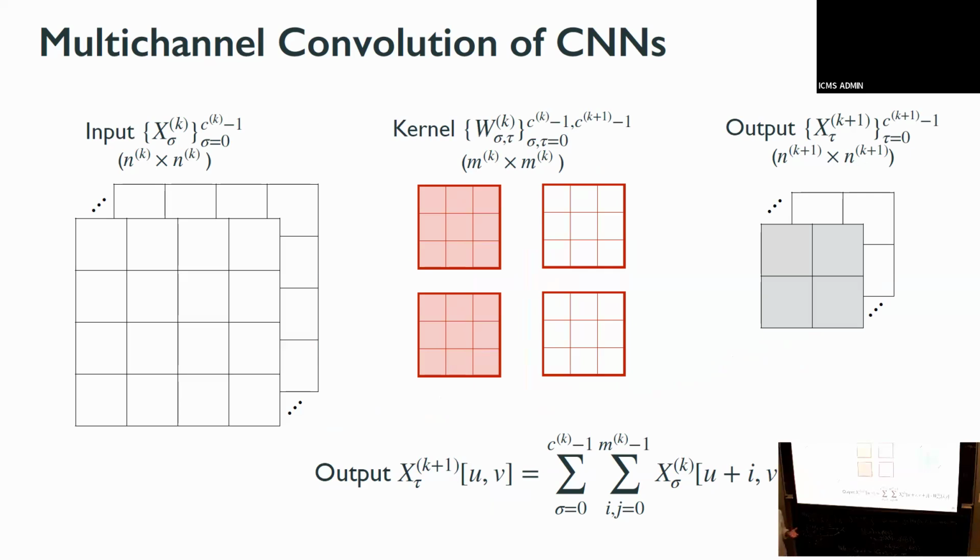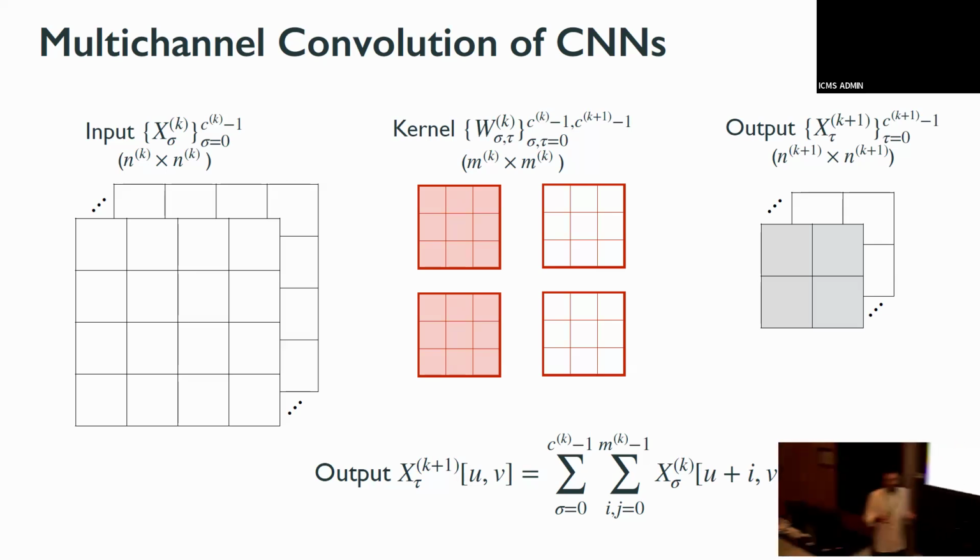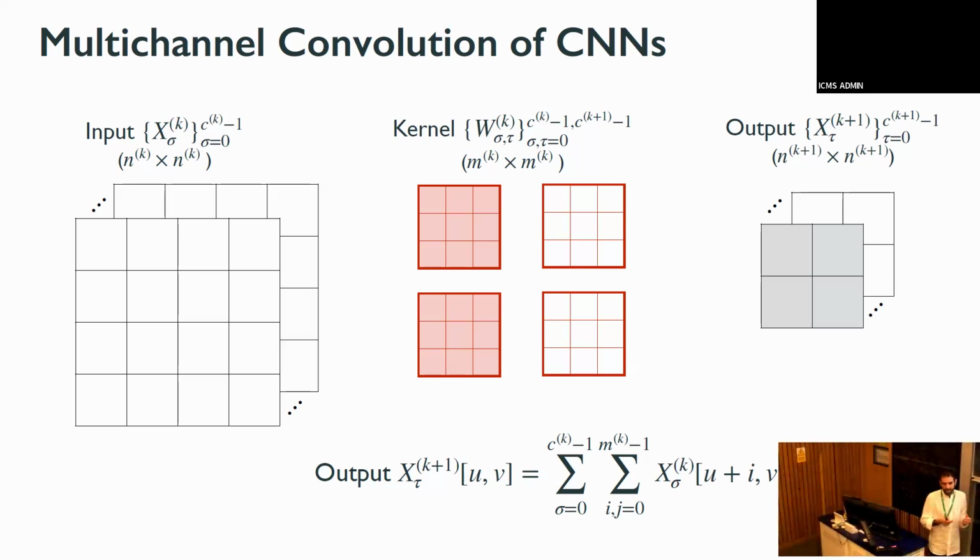Okay, in a convolutional neural network, what happens is that you actually have what are called multiple channels. So the input is not one matrix. For every layer, you have several matrices. So you have C_k matrices for every layer. For example, for the input layer, if you're working with images, you would have three matrices, one for red, one for green, one for blue, right? So these channels are essentially a way to encode multidimensional data.